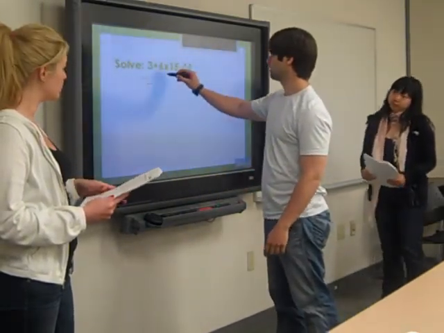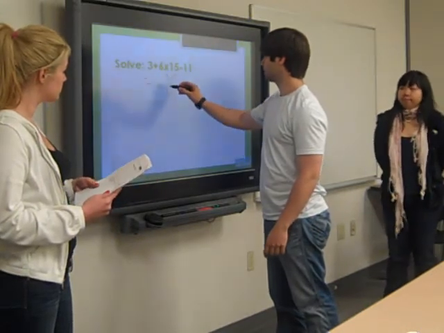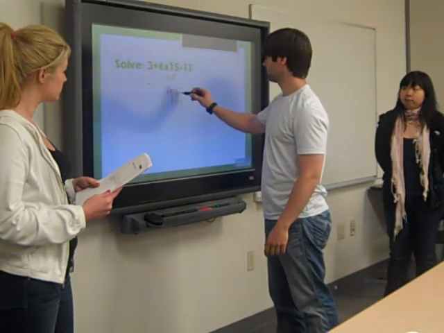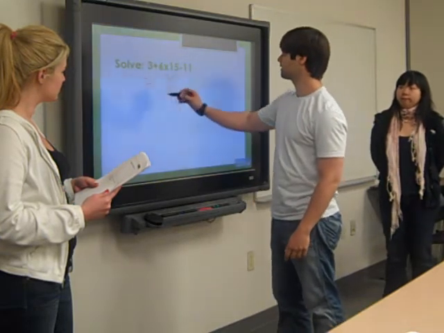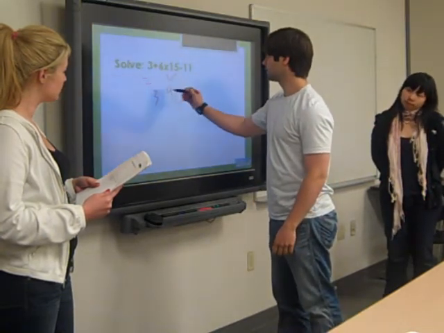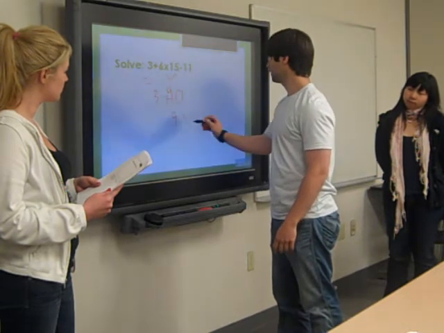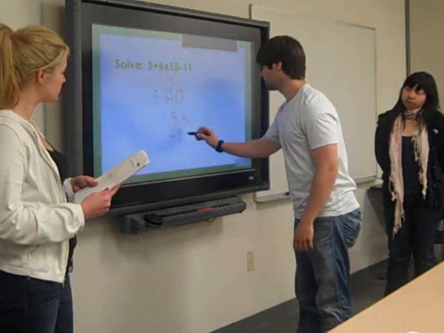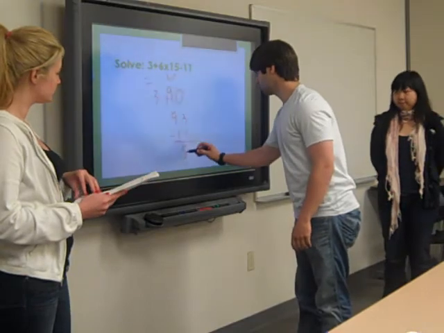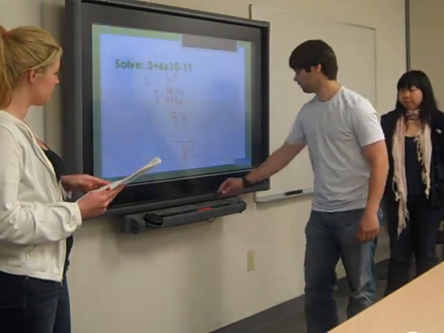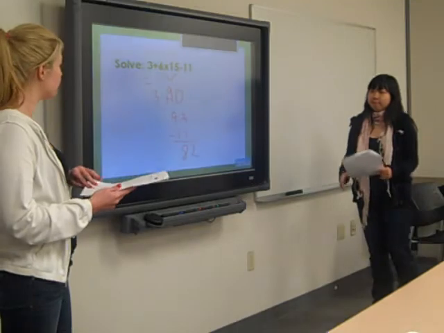First I did the multiplication here, and that's 90. Oh, this is weird. And then I added 3 on, so I got 93. And then I minus 11. I got 82. Thank you.